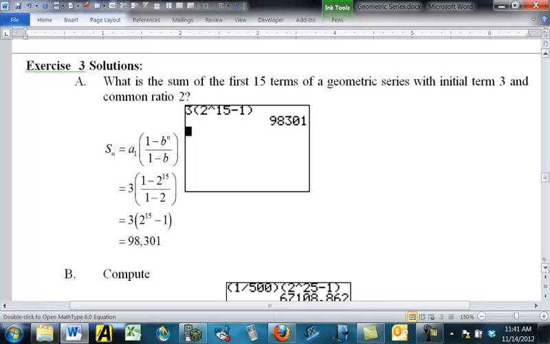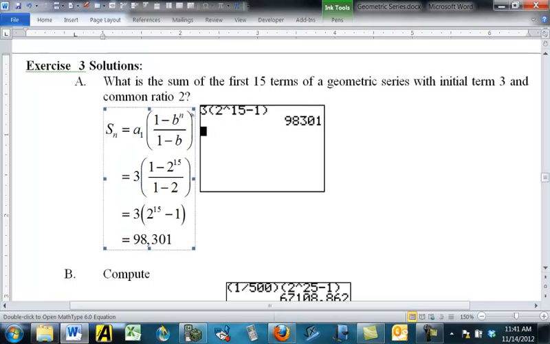Well, when we look at the solution here, we're just using this formula. S sub n equals a1 times 1 minus b to the n over 1 minus b. If it's the first 15 terms of a geometric series with initial term 3, so that's a1 is 3. Common ratio is 2, that's our b. So just plug that in. 1 minus 2 in the denominator is negative 1, so distribute that in the top. You get 2 to the 15th minus 1. So it's 3 times 2 to the 15th minus 1. Here I used a calculator to help me out, and that's 98,301.